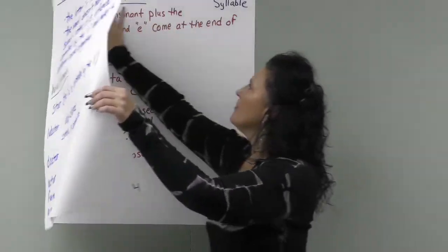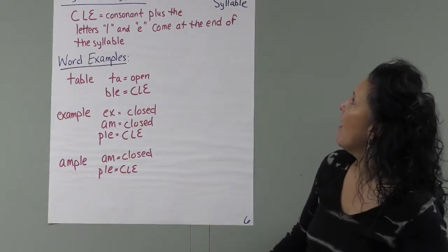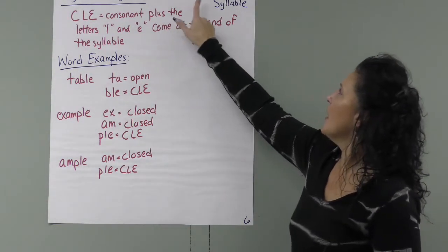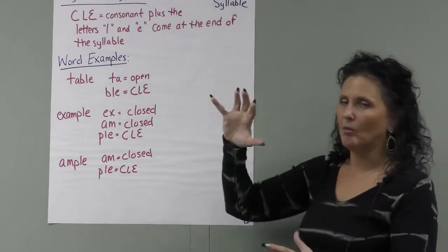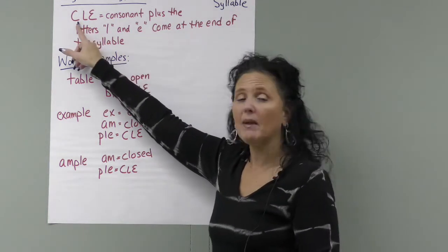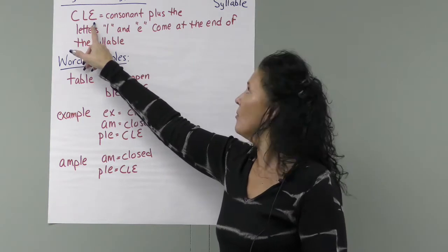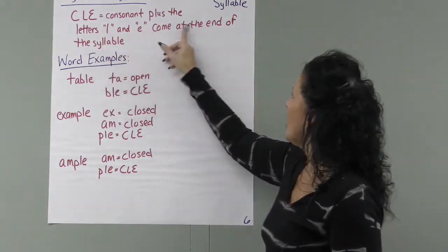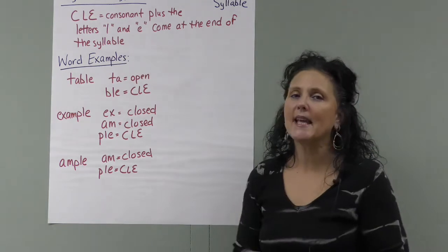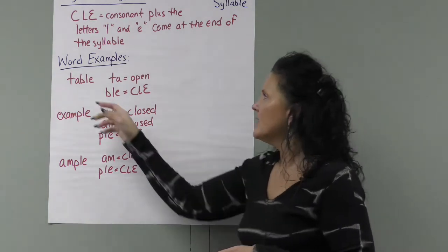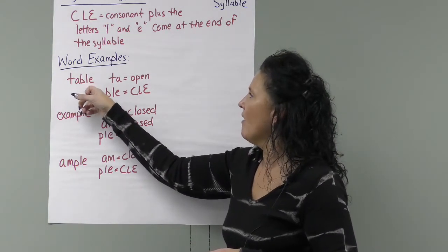The last type, number 6, is the C-LE. Consonant, then you have LE, syllable, right? So we have a consonant, and it can be any of those, and the LE is going to come at the end of the syllable, right? Plus the letters L and E come at the end of it. Here are some examples. Table. See, there's your consonant, LE.